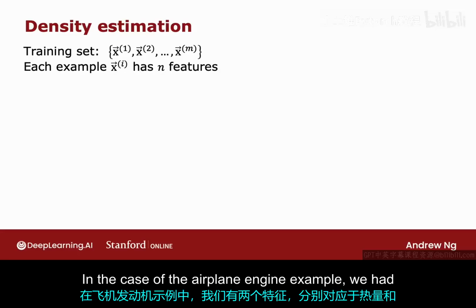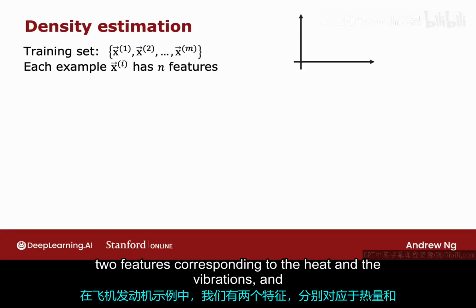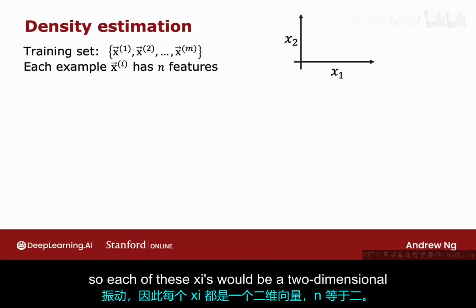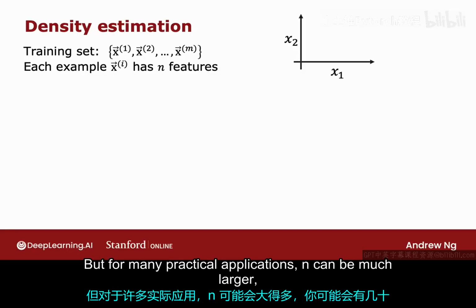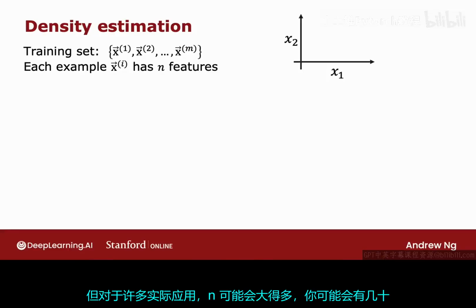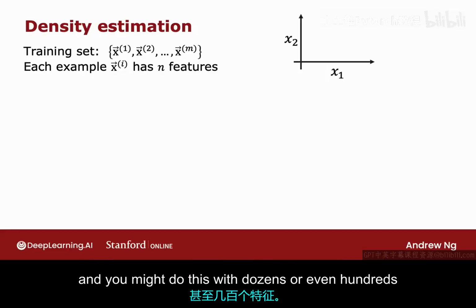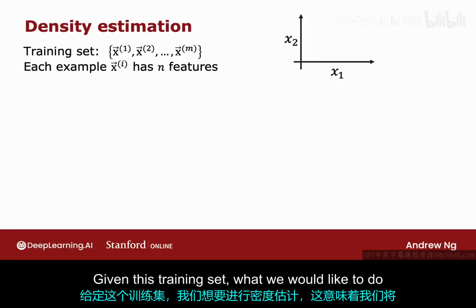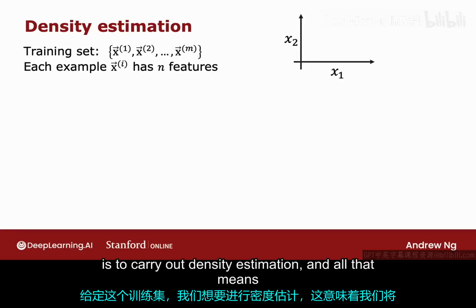In the case of the airplane engine example, we had two features corresponding to the heat and the vibrations. And so each of these xi's would be a two-dimensional vector and n would be equal to 2. But for many practical applications, n can be much larger, and you might do this with dozens or even hundreds of features. Given this training set, what we would like to do is to carry out density estimation.